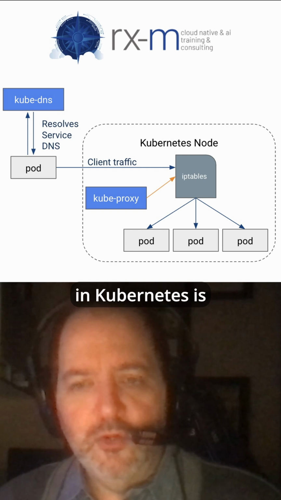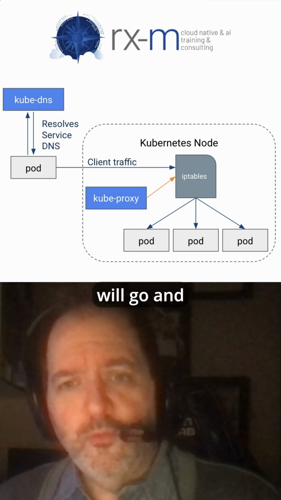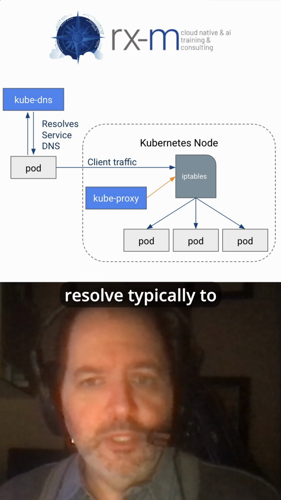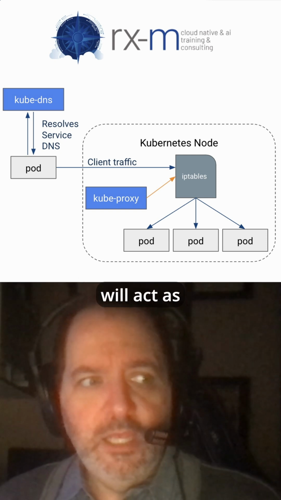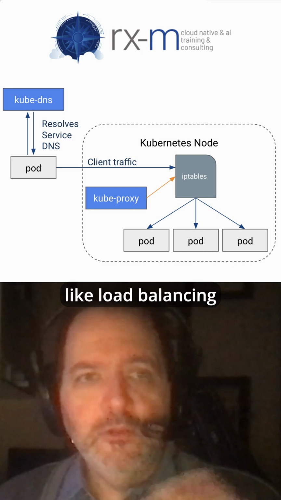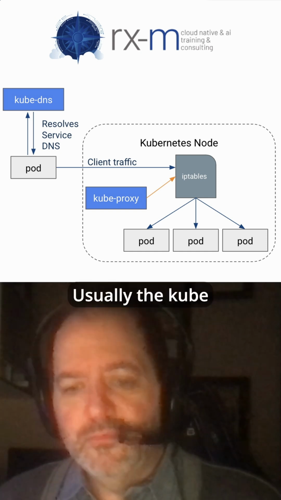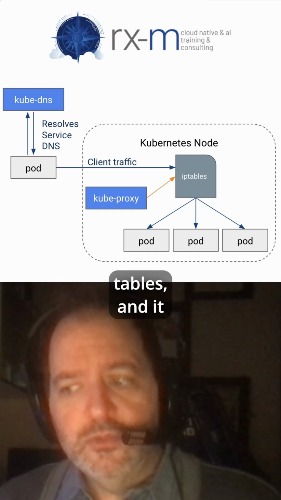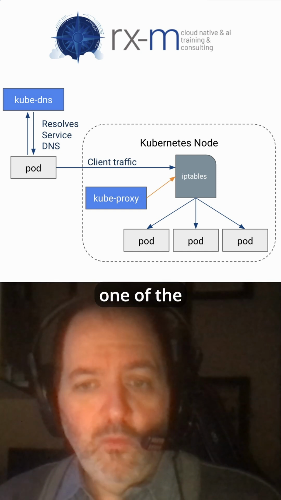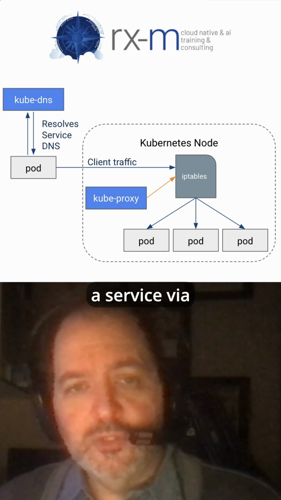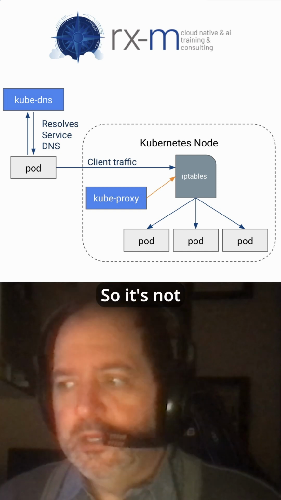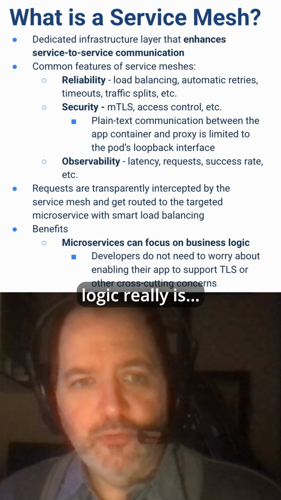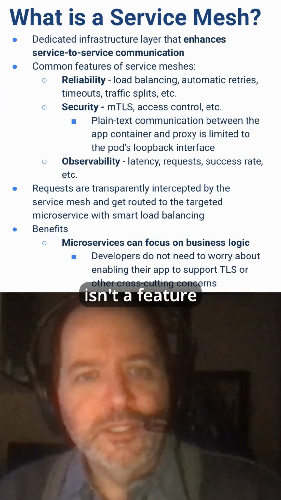What's happening here in Kubernetes is a microservice pod will go and query DNS for some service, and then it will resolve typically to a cluster IP, and then that cluster IP will act as the mechanism for load balancing and all that through the kube-proxy. Usually the kube-proxy is just manipulating the netfilter or IP tables, and it is just picking one of the targets or the back ends of a service via a randomizer, right? So it's not really a load balancing scheme. There's no retries. None of that logic really is a feature of Kubernetes, right?